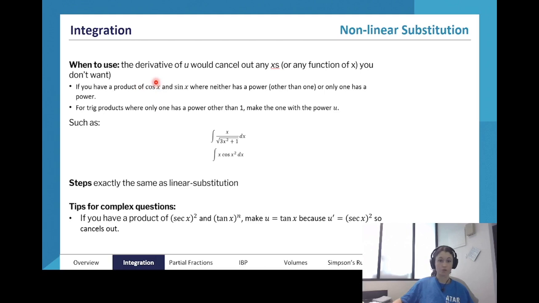We're going to use nonlinear substitution when the derivative of our nonlinear component, so in this example our nonlinear component is 3x squared plus 1, would cancel out the different function that we don't want. The function that we don't want here is the x, and our nonlinear component is 3x squared plus 1.